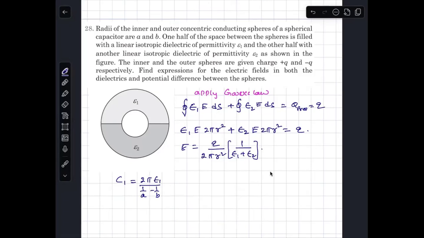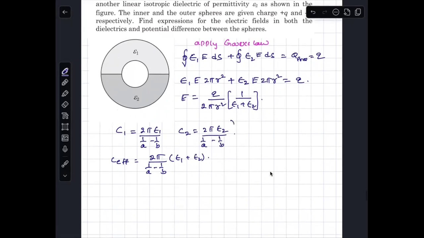Why 2 pi? Usually the formula is 4 pi epsilon naught by (1 by A minus 1 by B). It's only half the part you are taking. C2 is 2 pi epsilon 2 by (1 by A minus 1 by B). How are they combined? The combination of capacitance, how are they? Parallel, absolutely correct. So C effective is 2 pi times (epsilon 1 plus epsilon 2) by (1 by A minus 1 by B). So who asked you this? Hey, don't worry, I'll answer this.